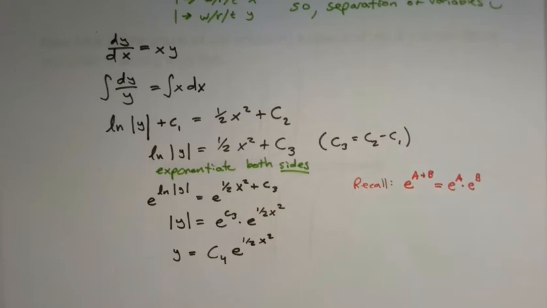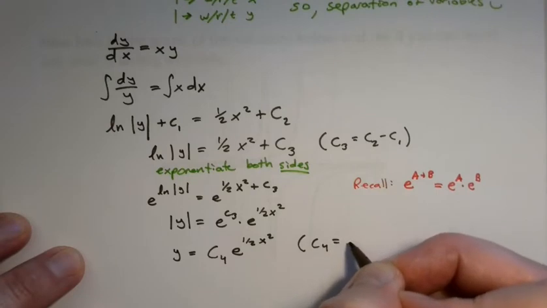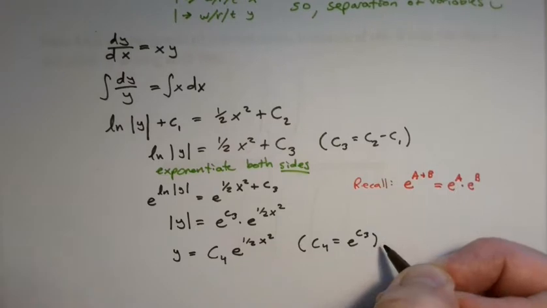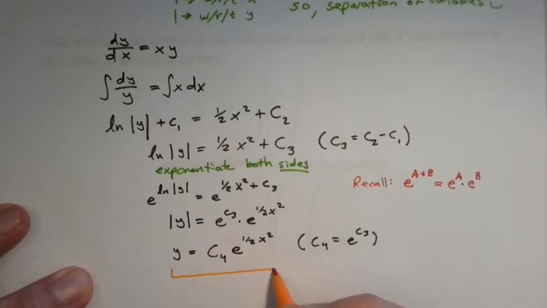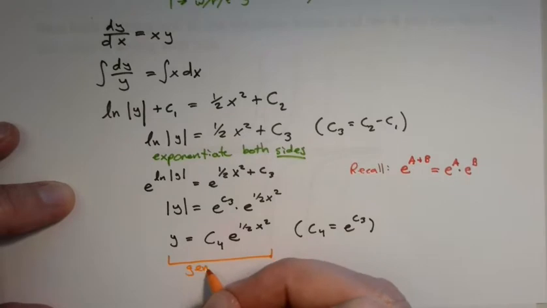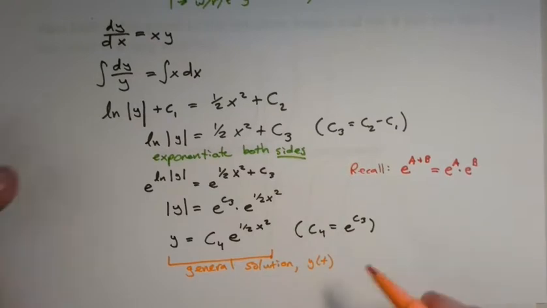And so what we have, let me make a little note here, C4 is equal to c, or e to the C3 power. Right? And so what we have now is the general solution for y of t. This is the general solution, y of t. And so we can verify that, again, by substitution, or we can verify that in Maple.